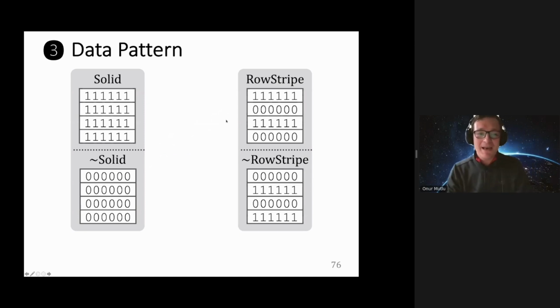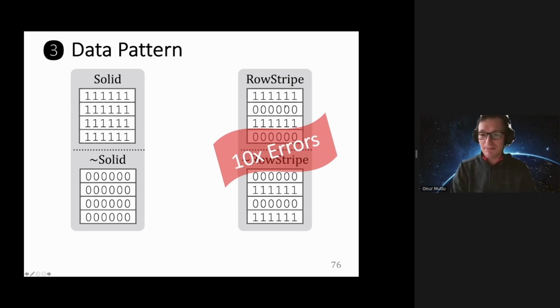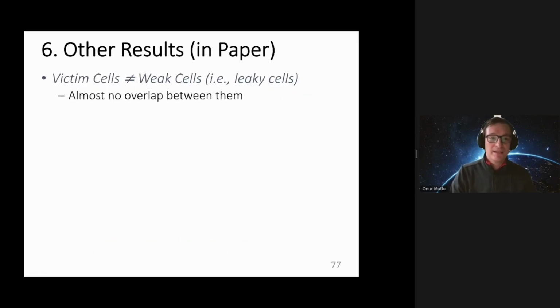Okay, the data pattern is also important. If you look at the left-hand side over here, if you have solid data patterns, where the adjacent rows have the same data pattern, you get fewer errors. Whereas if they have different data patterns that increase the charge coupling between the rows, you get an order of magnitude more errors. So data pattern is of critical importance to the attacks as well. Okay, there are other results in the paper which I will quickly go over.